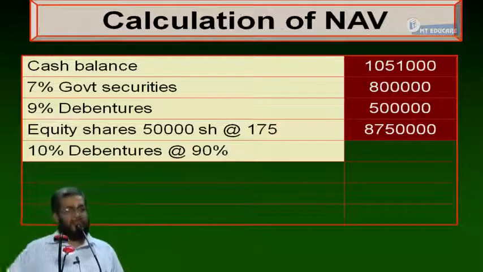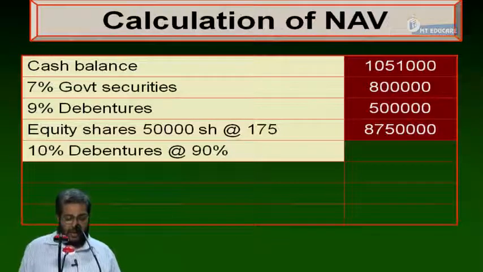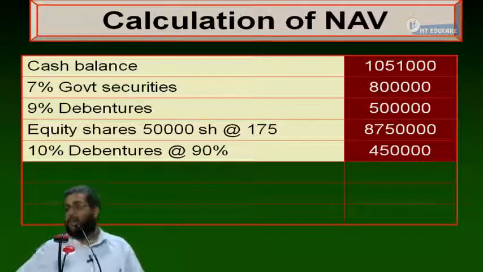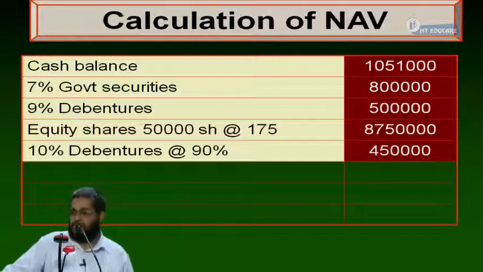Debentures, they are listed debentures. Once again, what value? Market value. Trading at 90%, they said. So what is 90% of 5 lakhs? 4,50,000. 10% listed debentures, 4,50,000. Everybody understanding it or not?